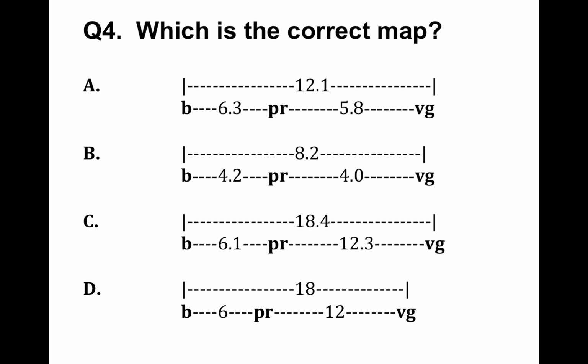So which is the correct map for this? Well, this is it. We came up with 18.4 map units between the 2 genes on the ends. We have purple in the middle. 6.1 map units between the black body color and the purple eyes, and 13.3 map units between purple eyes and vestigial wings.